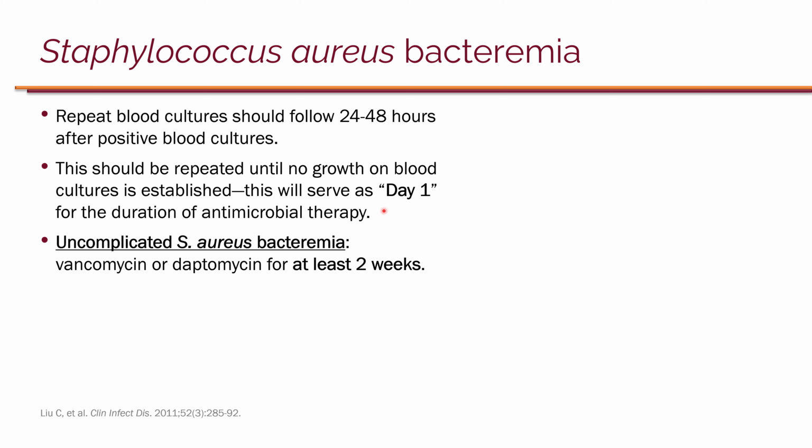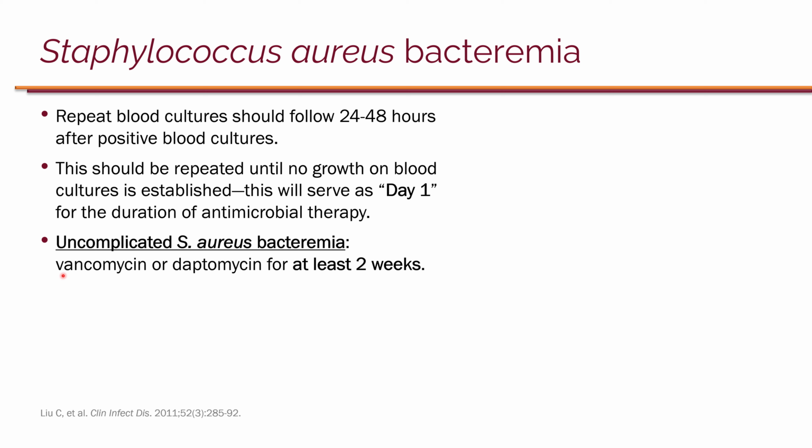Now, it is important to classify bacteremia based on complications. So for uncomplicated Staphylococcus aureus bacteremia, the recommendation for treatment is at least 2 weeks of either vancomycin or daptomycin. These are drugs of choice for Staphylococcus aureus bacteremia, specifically for MRSA. So this is for MRSA, vancomycin and daptomycin.